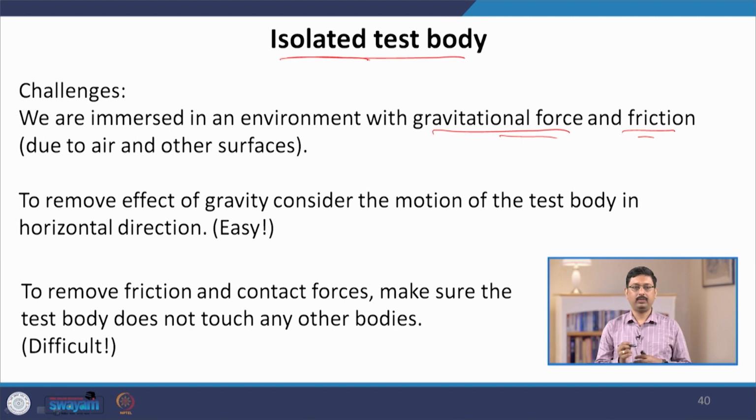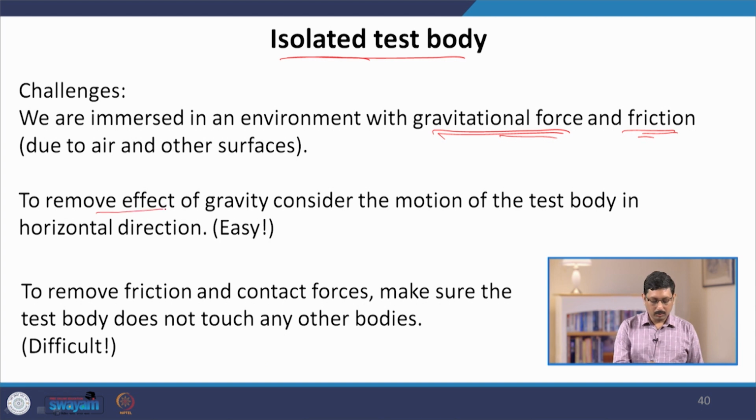So, that means you have to consider a situation where you must remove the gravitational force as well as friction. Now, how to do that? Here is a beautiful point: removing, or switching off, gravity is actually easy. This is a beautiful illustration of the concept that force is a vector.